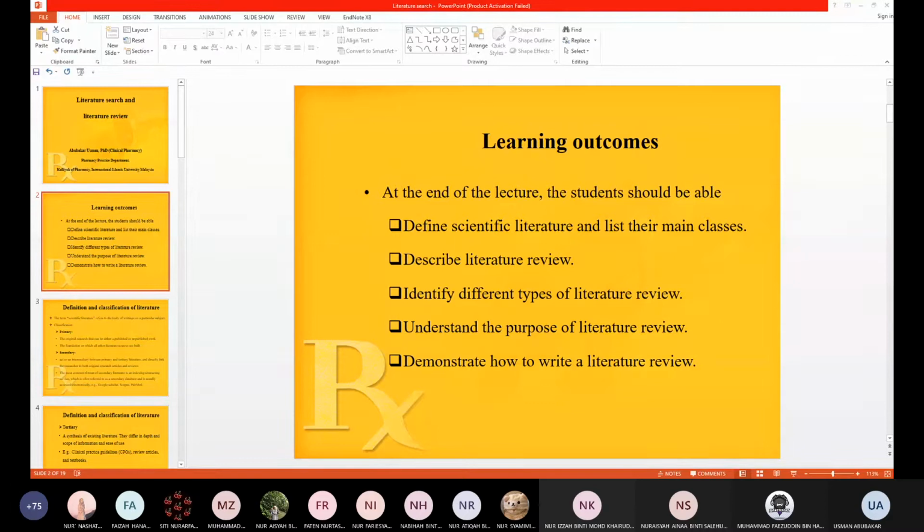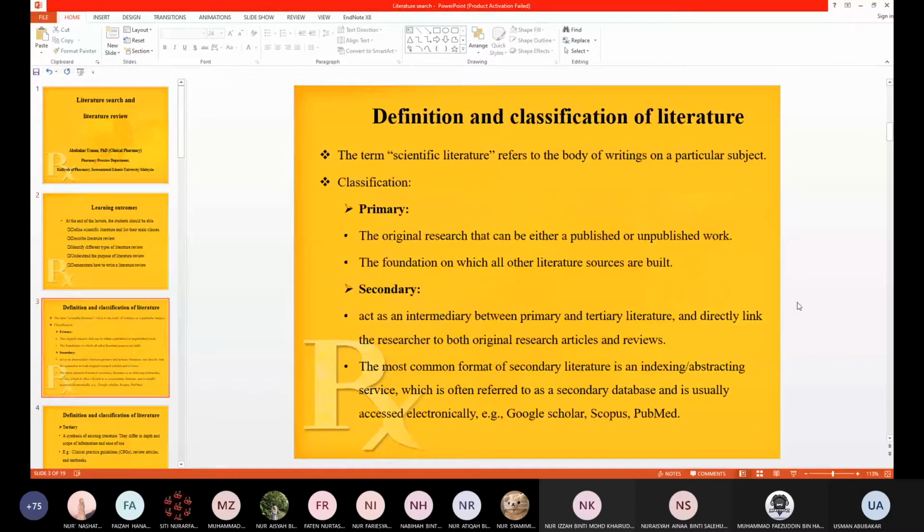All right, so when we talk about literature, scientific literature to be more specific, we are referring to a body of materials or ideas on a particular subject that has been either published or yet to be published. So it can be a full-length article, it can be a systematic review, a narrative review, or anything. So long as it is an existing body of information, then it is a scientific literature. Scientific literature can be classified into three types. The first group is primary, you have secondary and tertiary.